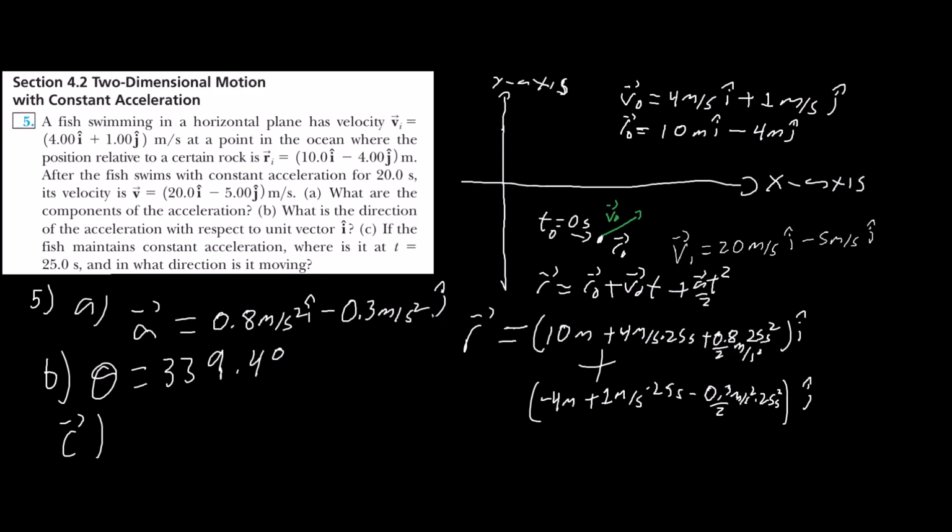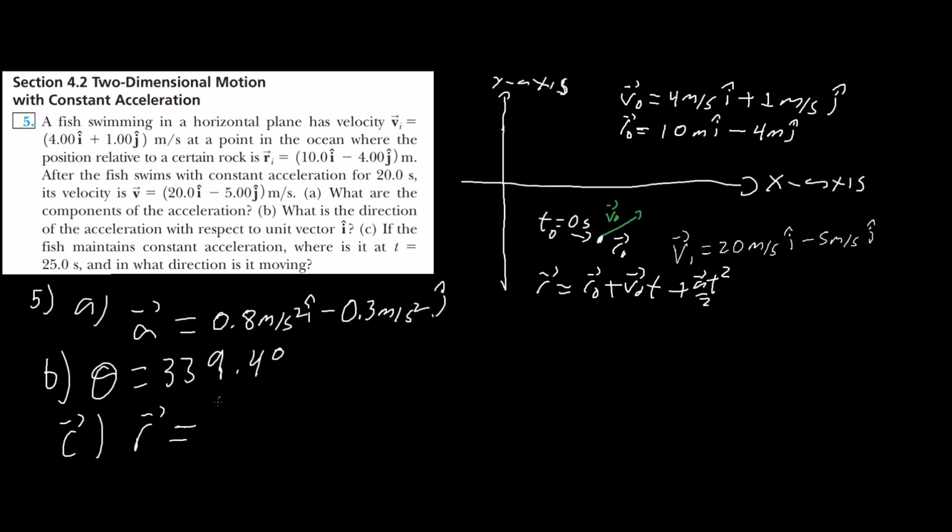All right, so once you put that in the calculator, the answer for part C is 360 meters in the i hat direction minus 72.75 meters in the j hat direction.